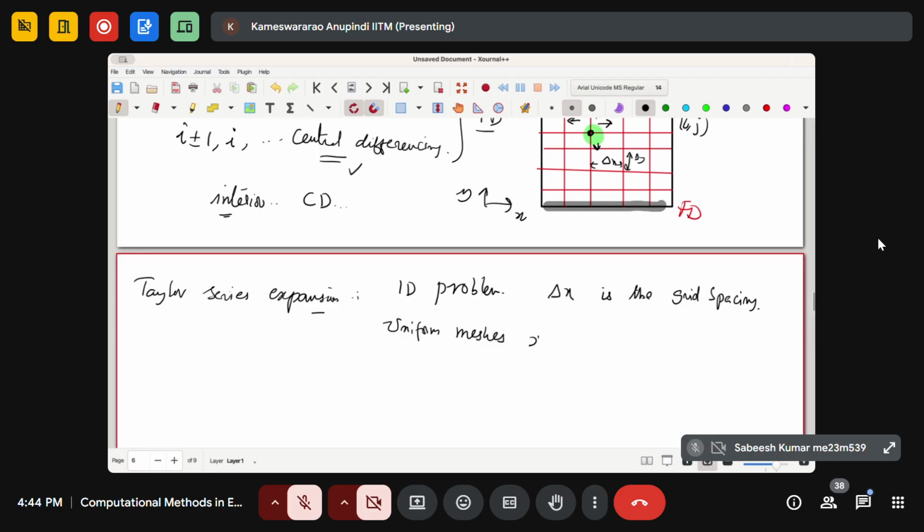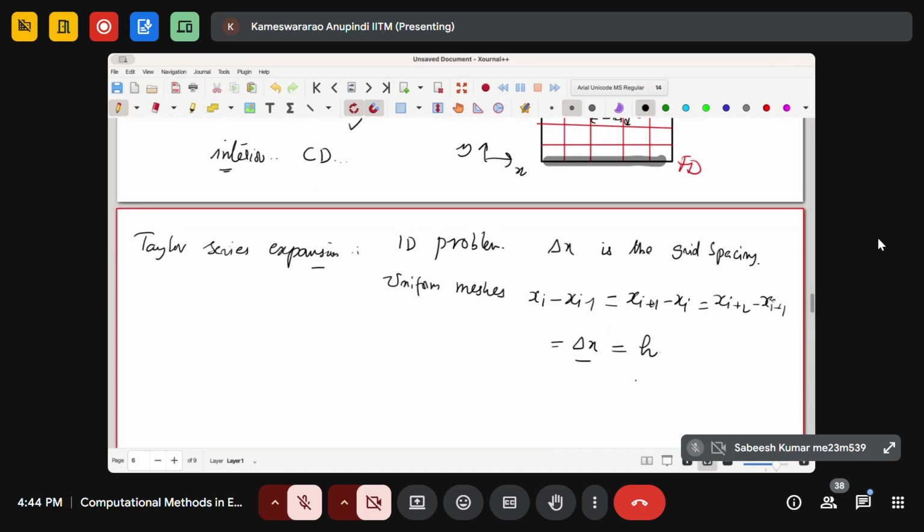When we say uniform meshes, we have x sub i minus x sub i minus 1 equals x sub i plus 1 minus x sub i equals x sub i plus 2 minus x sub i plus 1, all these things are equal to delta x, which is the same. You basically have a uniform mesh, which I would like to also represent using little h. This is also the grid spacing because it will be easy for me to write. So I may interchangeably use delta x and h.